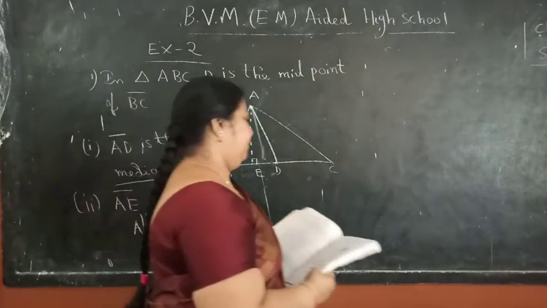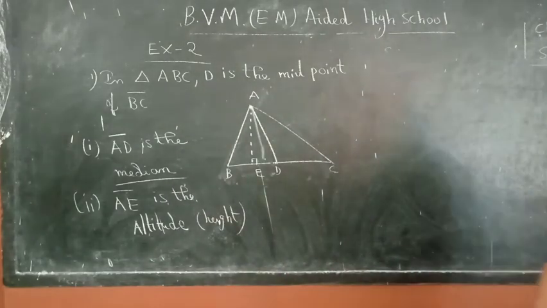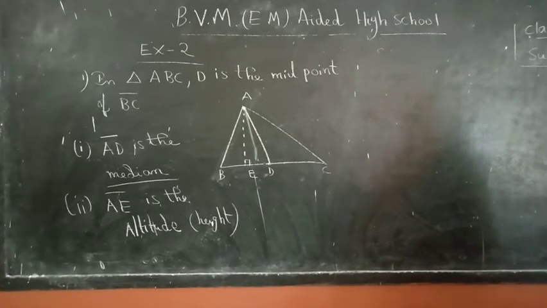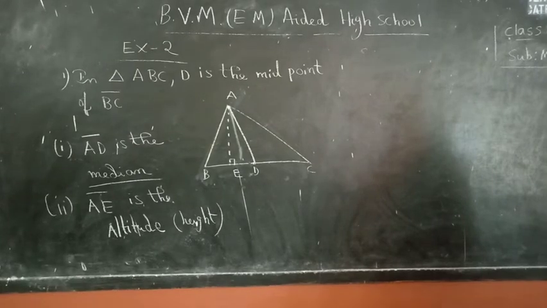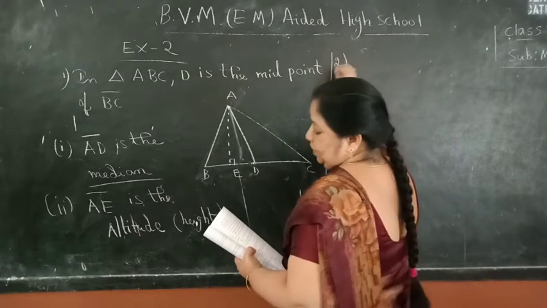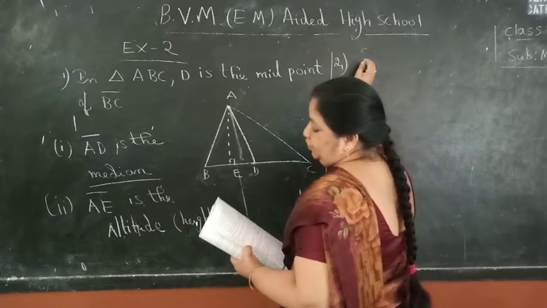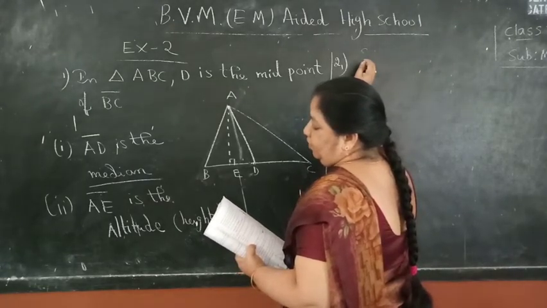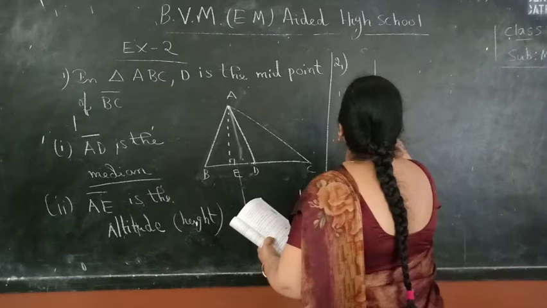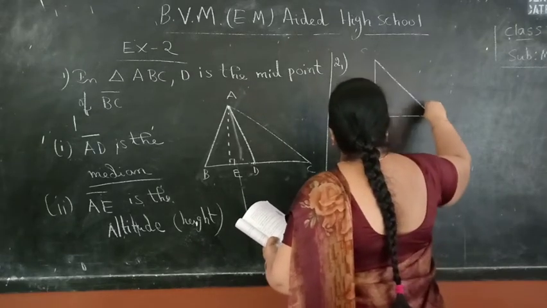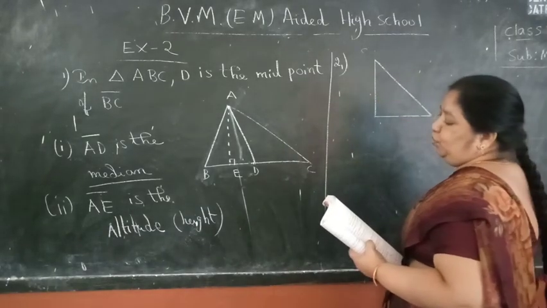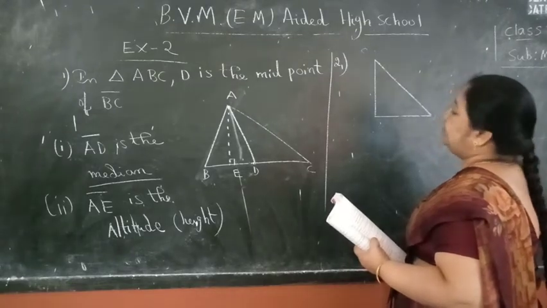Next, second question. Name the triangle in which two altitudes of the triangle are two of its sides. This is the right angle triangle.